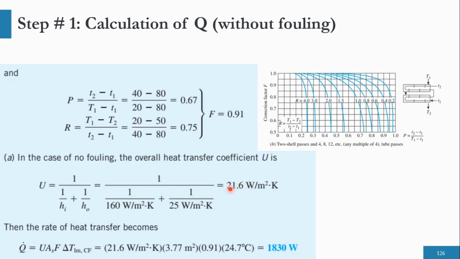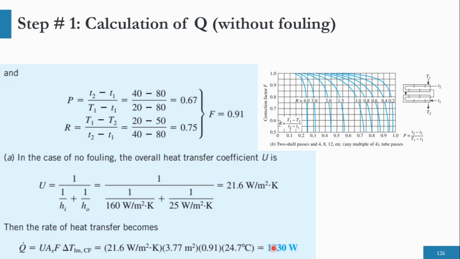So now we know the value of U, we know the value of F, we know the value of delta T, we know the value of A. So accordingly, substituting all the values, U is 21.6, area is 3.77, correction factor is 0.91, and the LMTD is 24.7. So the answer comes out to be 1830 watt or 1.83 kilowatt. So that is the amount of heat which is transferred once we are not considering any fouling. But what will happen once there is a fouling?